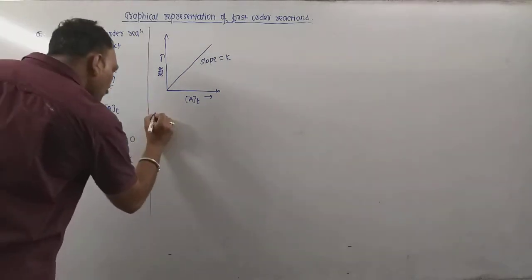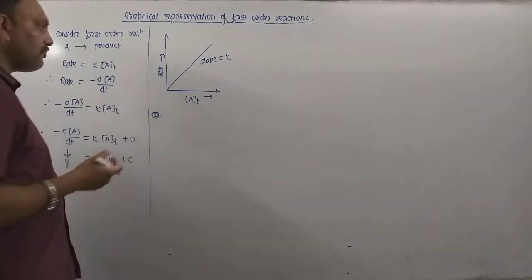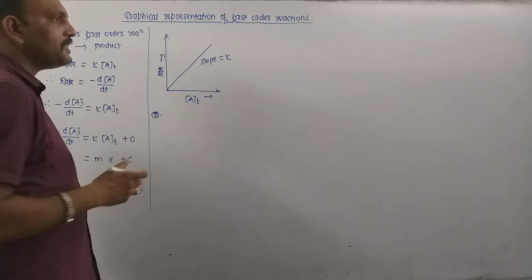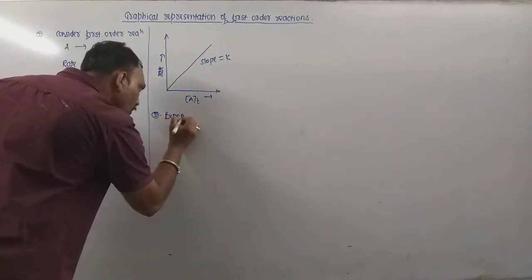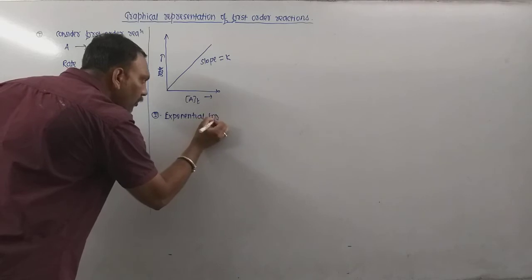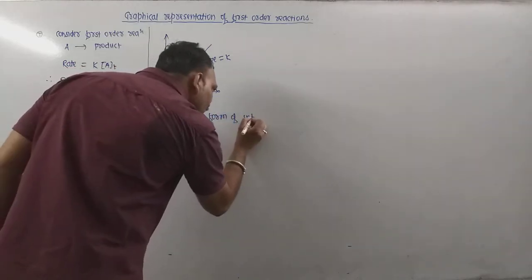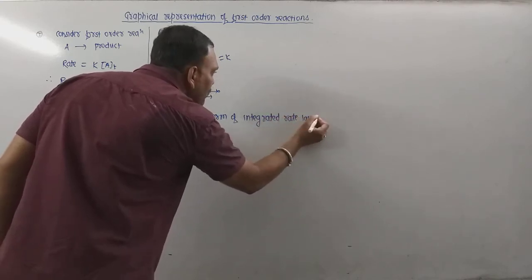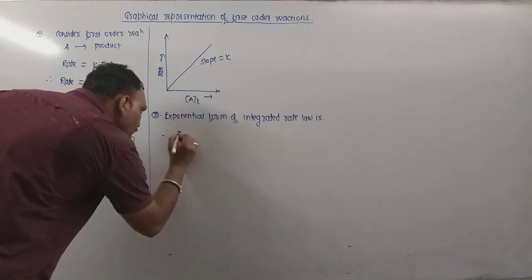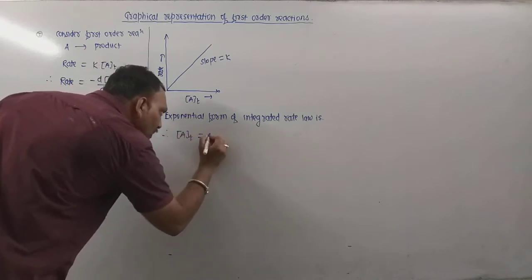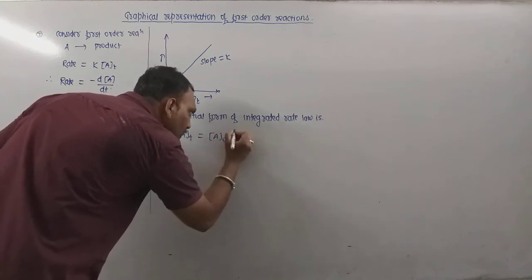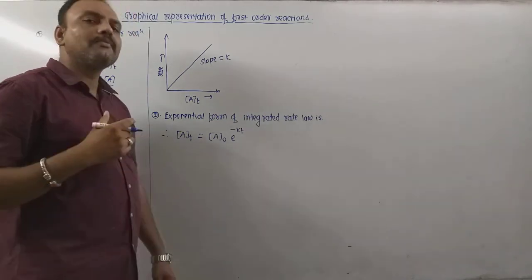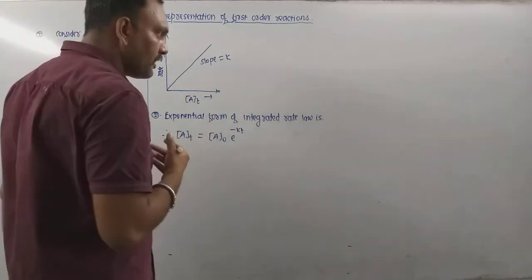Now the second observation for a first order reaction: we need to consider the exponential form of the integrated rate law. How can we write the exponential form? Concentration of A at t equals concentration of A naught into e to the power of minus kt. This is the exponential form of the integrated rate law of first order reaction.